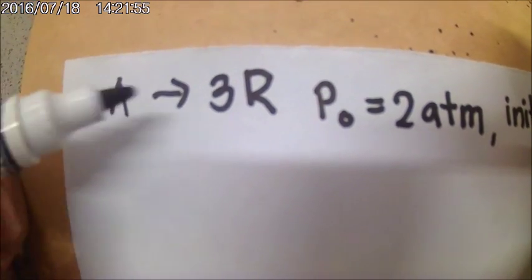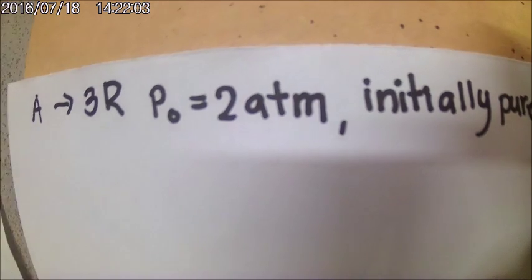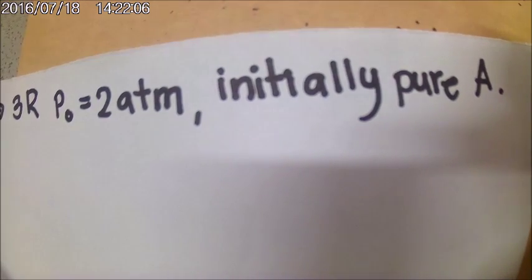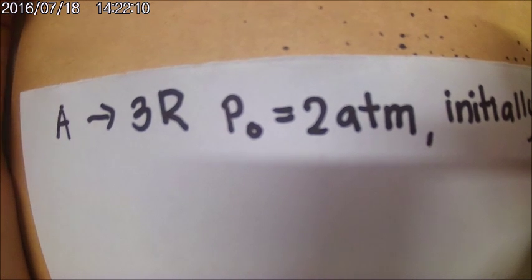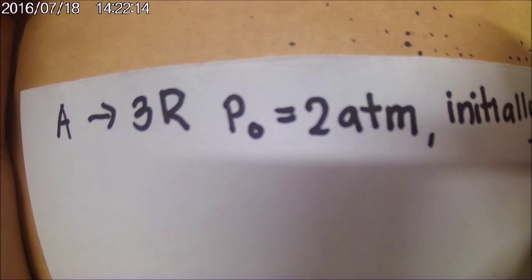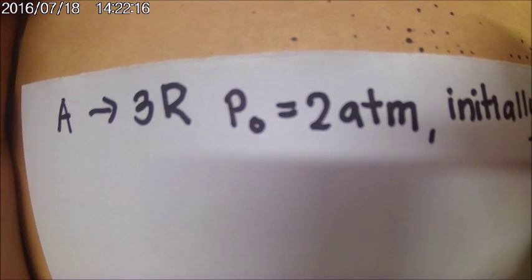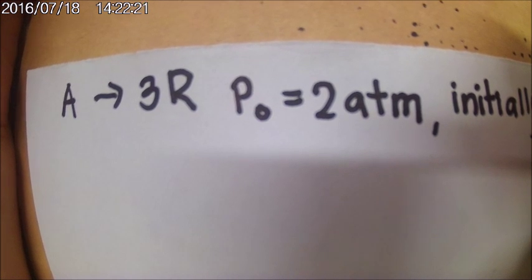Problem 1. A first-order gas-phase reaction, A yields 3R, is first studied at a constant pressure of 2 atm, starting with pure A. After 15 minutes, the volume increases by 75%. When the same reaction is carried out at a constant volume and the initial pressure is 2 atm, how much time is needed for the pressure to reach 3 atm?